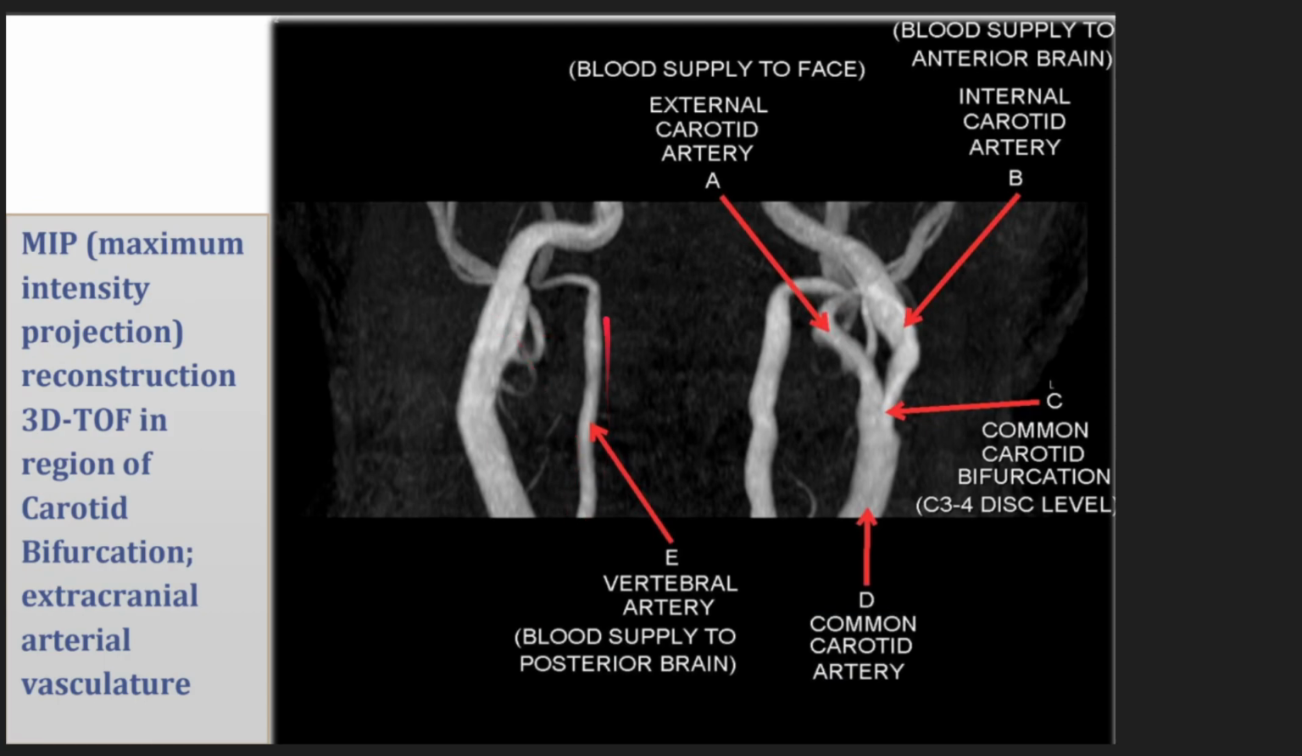Here on the carotids you have the vertebral, and then the common carotid artery, go into the internal carotid and external carotid. So the vertebral artery supplies the posterior brain, the common carotids bifurcate at C3-4. The internal carotid supplies blood to the anterior brain, and the external carotid supplies blood to the face. So vertebrals go posterior, internal goes anterior brain, external goes face.